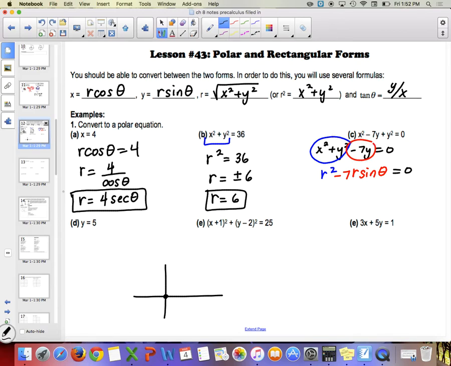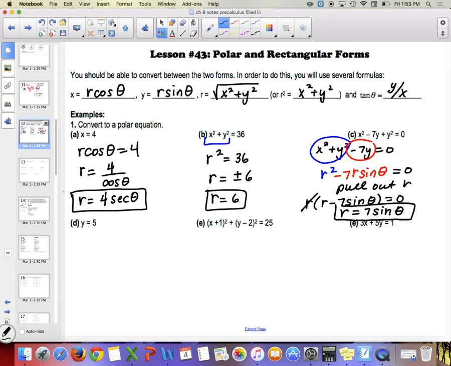Do you see how there's a common factor of r that we can pull out? We always pull that out. So pull out the r to the front. When we do that, we're going to have r times the quantity r minus 7 sine of theta. And then the r just goes away. You can divide it out because r is not equal to just 0. So our final answer ends up being r equals 7 sine of theta. Not too complicated yet. Yeah, still not bad. We got this.